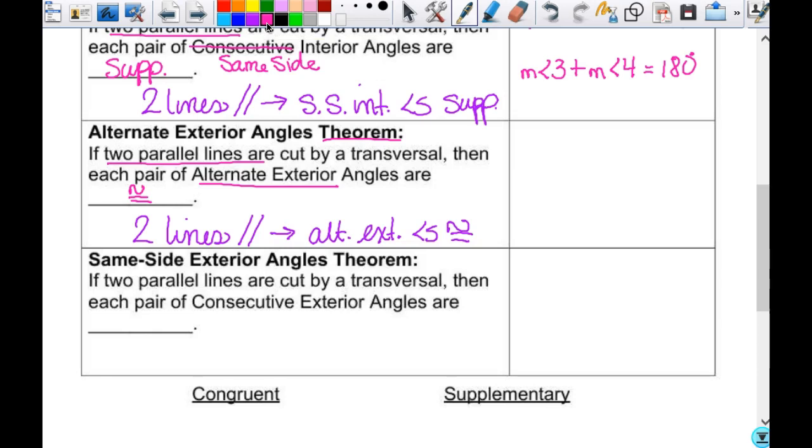So we looked at 7 and 5. So angle 7 is congruent to angle 5. Then the other pair is angle 8, congruent to angle 6. So then another theorem. 2 parallel lines. Consecutive we can change to same side, even though it's the same thing. So now we're looking at same side exterior. So let's go back to our picture.